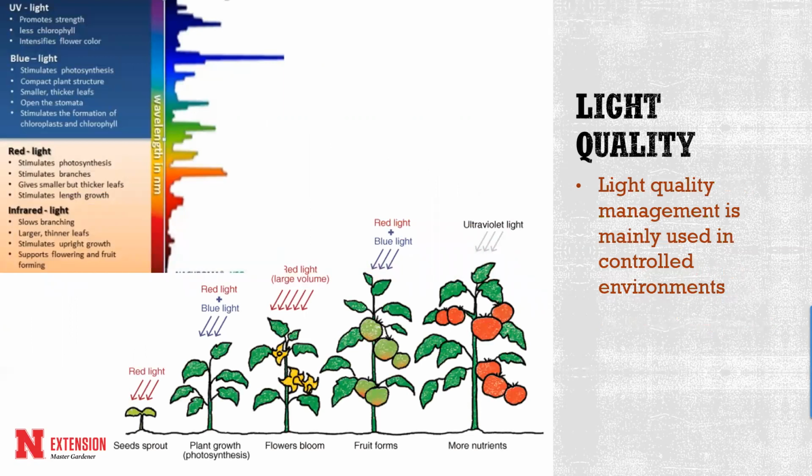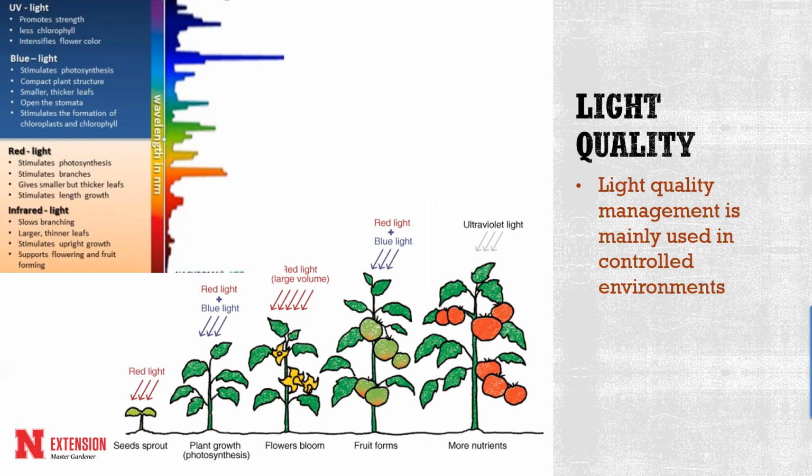Light quality management is mainly done in controlled environments. So when you're talking about greenhouses, as you can see from these couple of examples that I have, it shows you that different wavelengths are used in different parts of the growing stages of the plant.